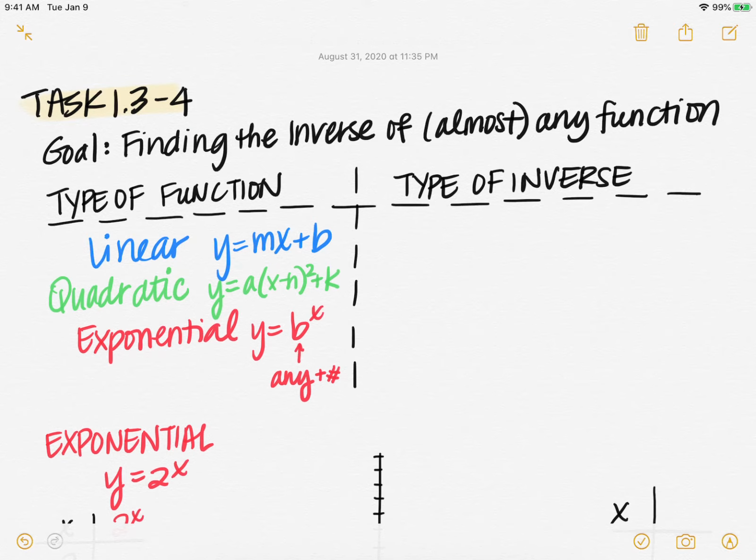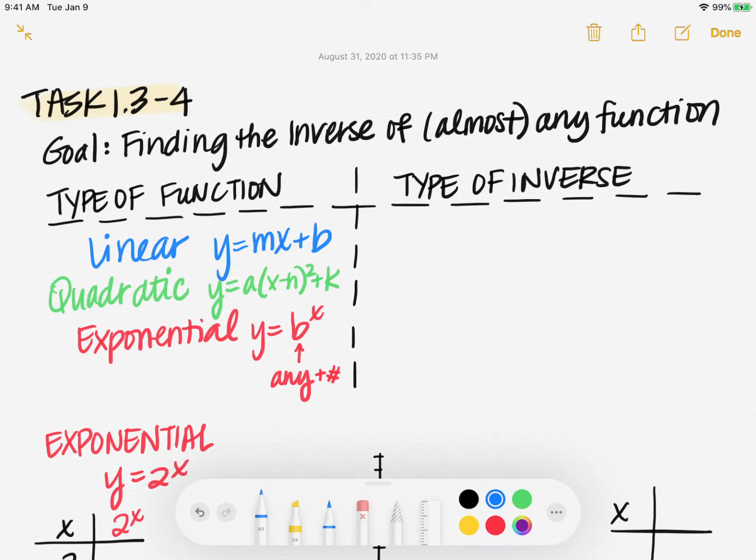These are our notes from yesterday, carried into today, and what you've learned so you're able to practice it. And we're going to add an extra little piece. It says the goal is finding the inverse of almost any function. Well, we're going to talk about linear, quadratic, and now the new one, which is exponential.